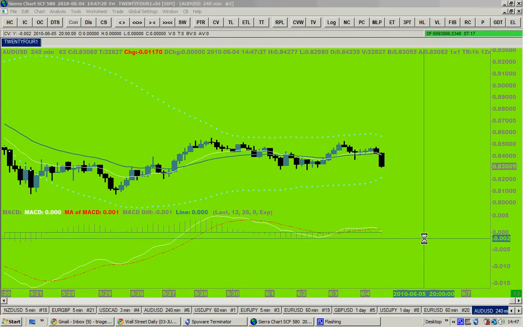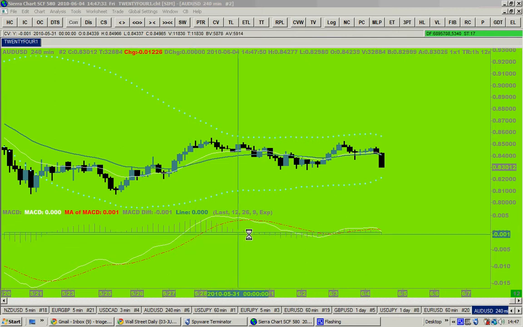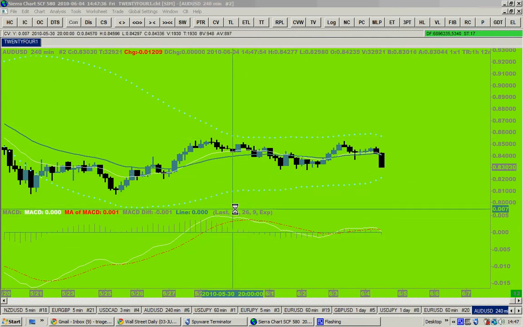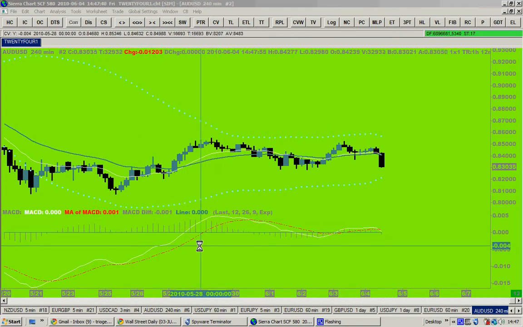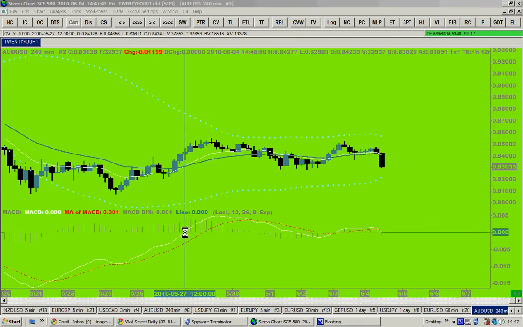My favorite indicator is the MACD, because it's a very simple indicator, and also it's like the price itself compacted. So quickly to show you, the MACD is composed of two moving averages: the exponential moving average 12 and the exponential moving average 26.